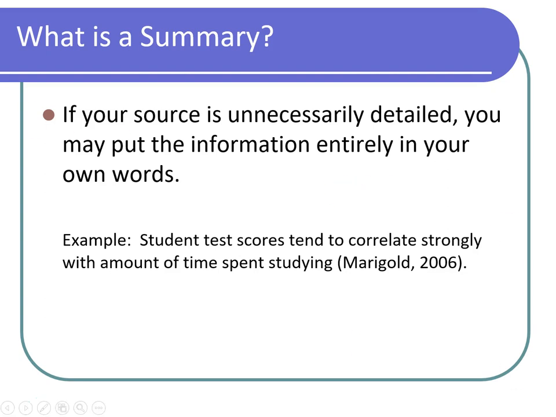So the example that we'll look at: student test scores tend to correlate strongly with the amount of time spent studying. Now, this originally was a very wordy paragraph, but it was cut down. But at the end of the day, we didn't know the outcome here, that student test scores tend to correlate strongly with the amount of time. So we're still using somebody else's information. Therefore, we are going to give credit to the person that wrote it. Does that make sense? So it'll be the author's last name and the year of the publication. So here it's Marigold, and you'll put the comma, 2006.